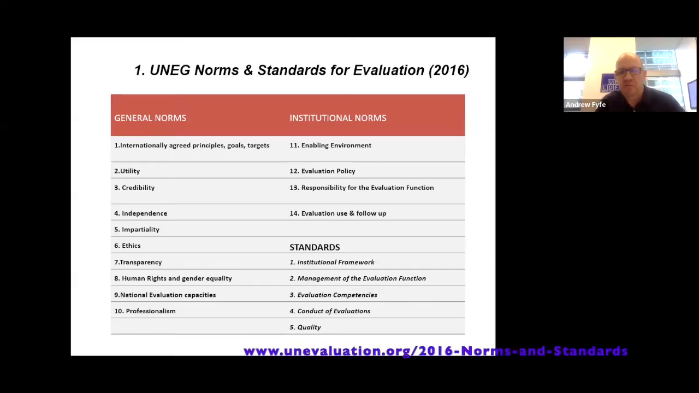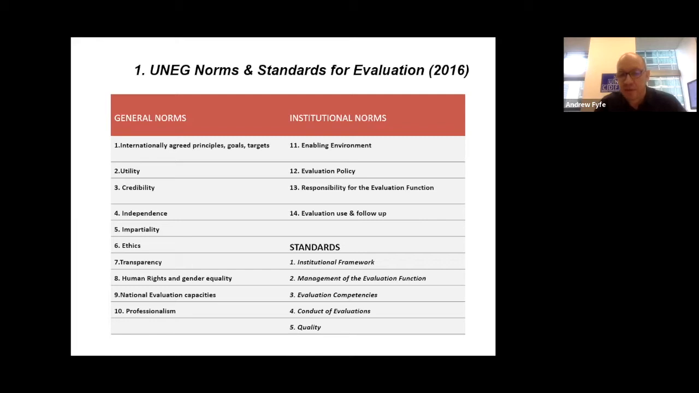For those colleagues on the call who are UNEG members, you'll be very familiar with this. For those that are not, just to do a very general introduction, the norms and standards provide the normative basis for evaluation in the UN system. They've been updated a number of times over the years. The latest update was in 2016. You will see that they're divided into a set of 10 general norms that govern the way that we do evaluation across the UN system. And then there are an additional 4 norms that talk more about the way that evaluation should be set up across the UN system, and we call these the institutional norms.